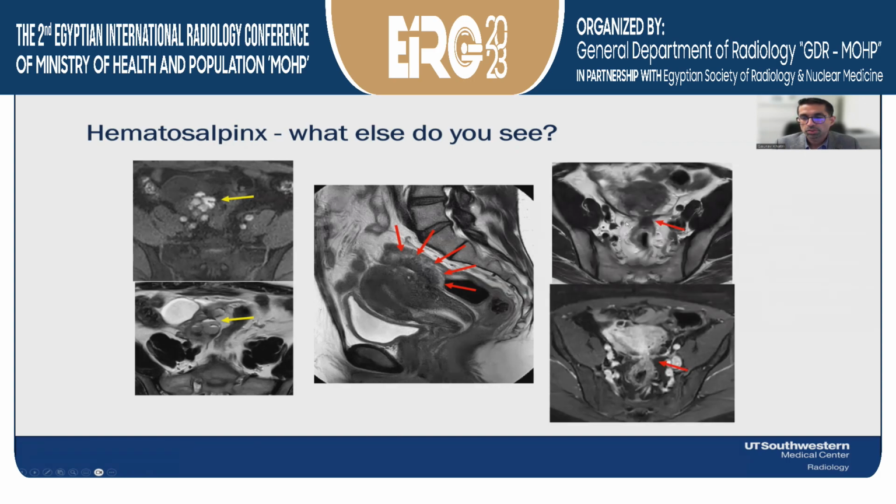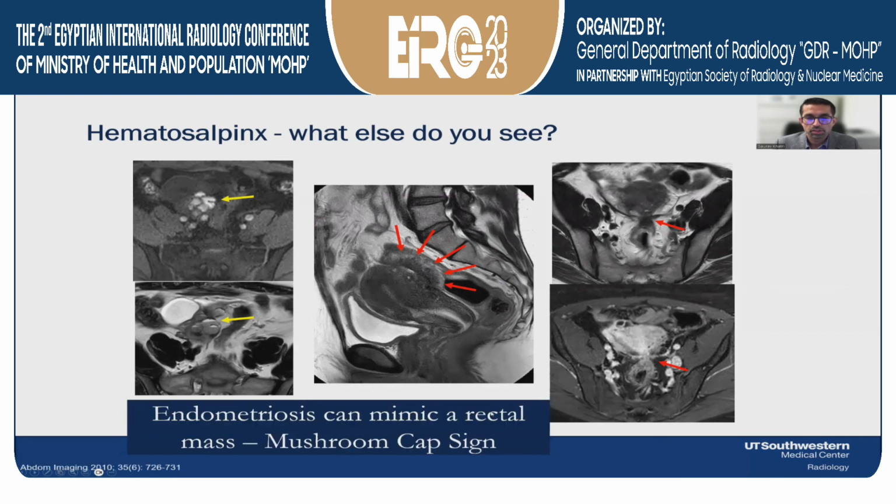And then you can see on T2 axial as well, this triangular area that's invading the anterior rectal wall and causing tethering, and it's got some progressive enhancement on delayed post-contrast images. This is a pretty classic appearance for endometriosis involving the anterior rectal wall.